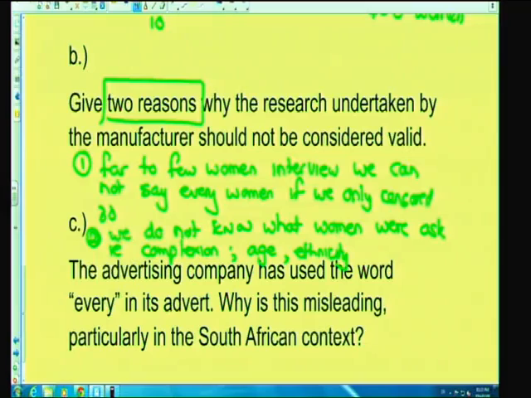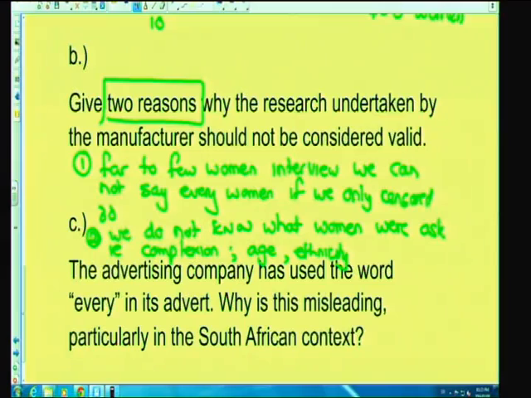And as I said to you, if you can find any other reason that you can justify, they will accept it. Also, the claim of every is another that's very misleading. You can't say 9 out of every 10. They could say 9 out of 10 women surveyed or asked said they had help with their aging. That would be better than saying 9 out of every 10. So that's another good reason. The advertising company has used the word every in its advert. Why is this misleading, particularly in the South African context?